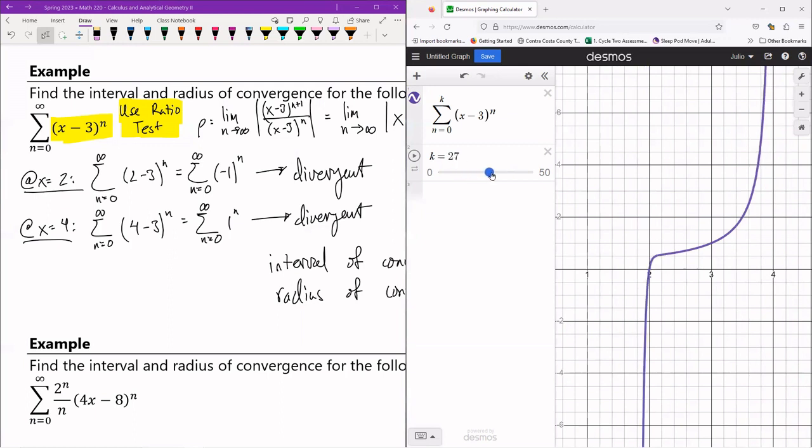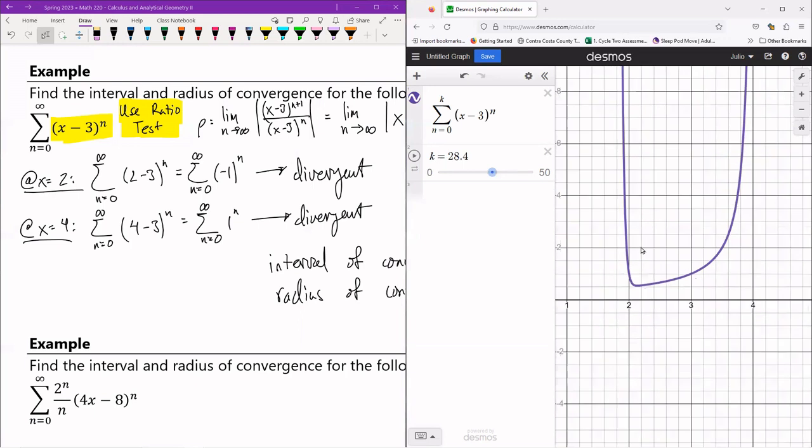Notice what's happening with this graph. At the beginning there's a lot of oscillation, a lot of change. But as I go farther and farther out, as my partial series gets farther and farther out, that little portion around 3, from 2 to 4, settles down to something very, very calm. There's not much change after maybe k equals 7, 8.